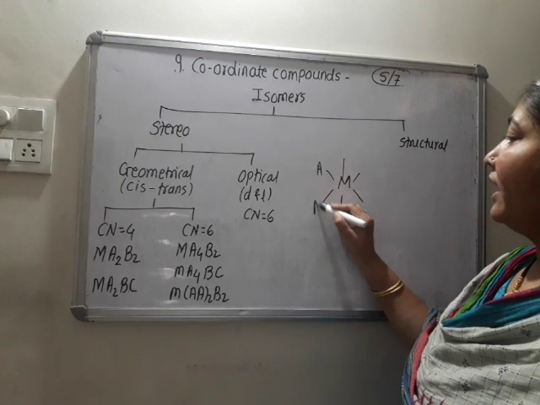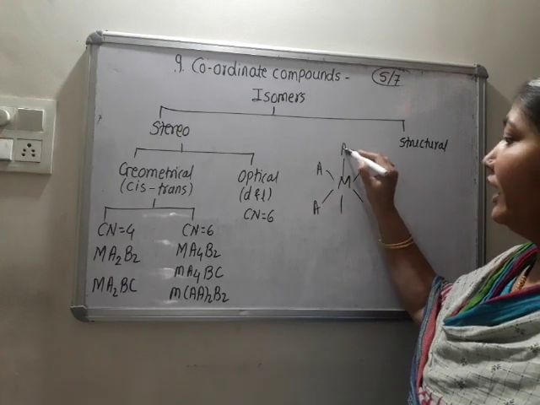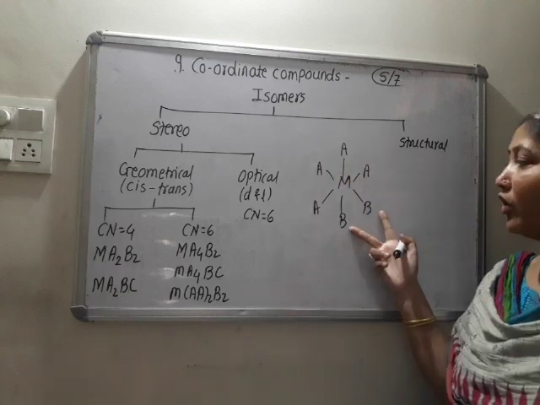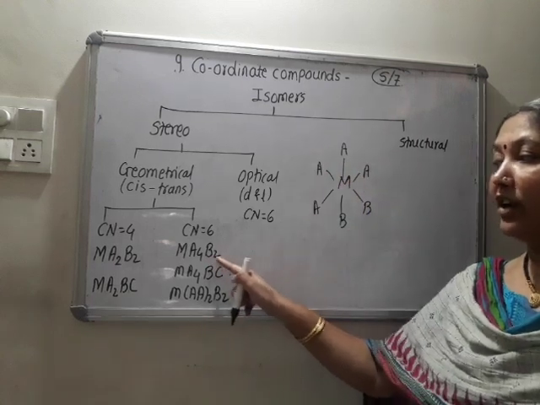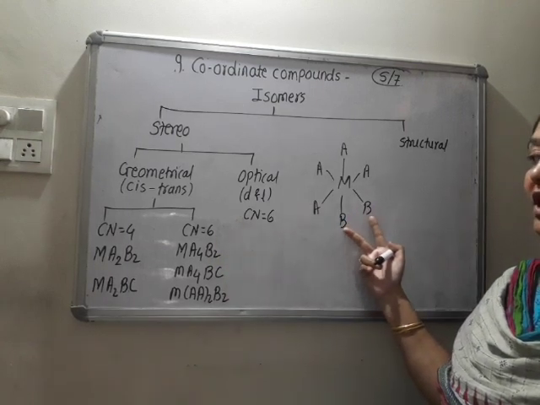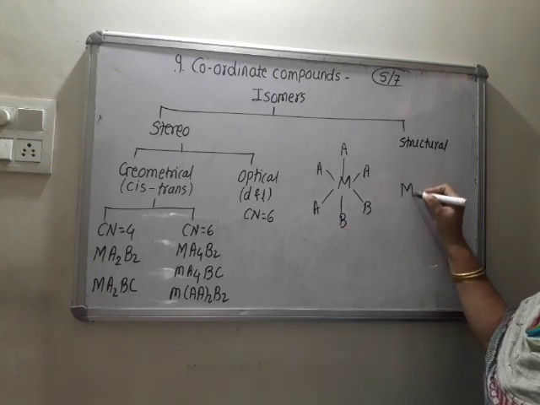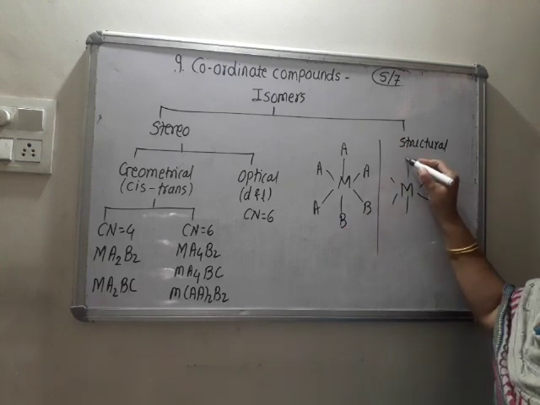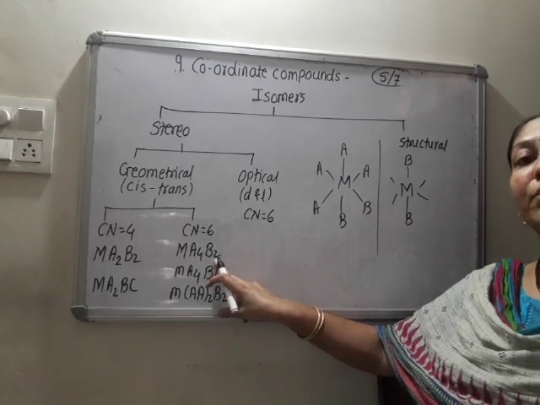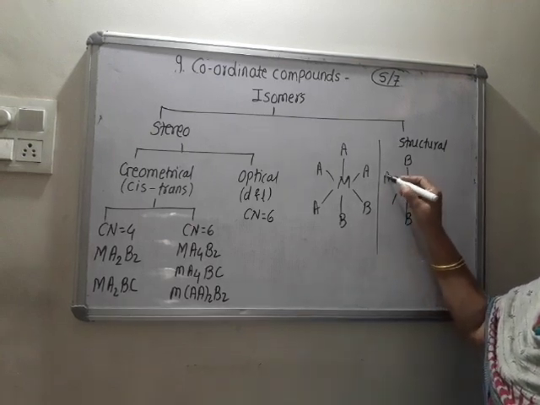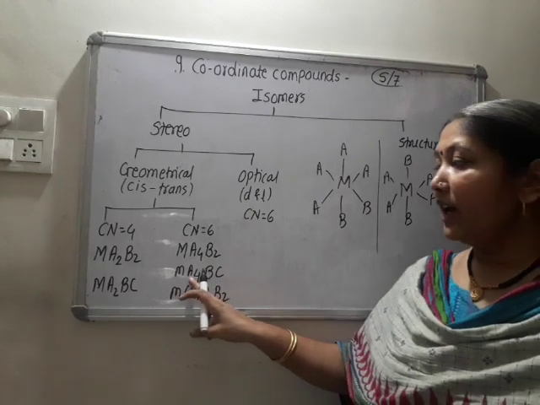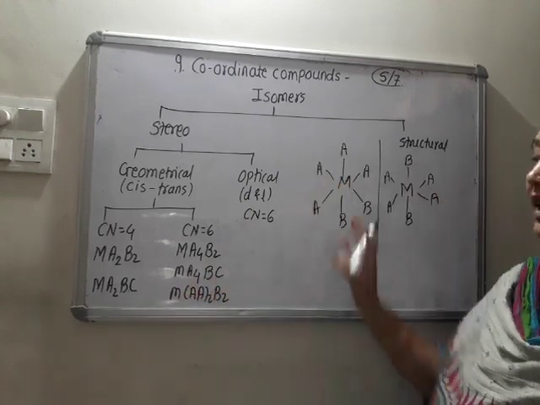Here A, and 2B. So all are at adjacent positions. Focus on these 2B, the 2 ligands which are different from the rest. So 2 on the adjacent position, this is cis, and if we write these 2 on the opposite side, diagonally placed, when these 2B are diagonally placed, it becomes trans. Here A. Got it? Similarly, MA4BC, so we have to keep 4A as it is.